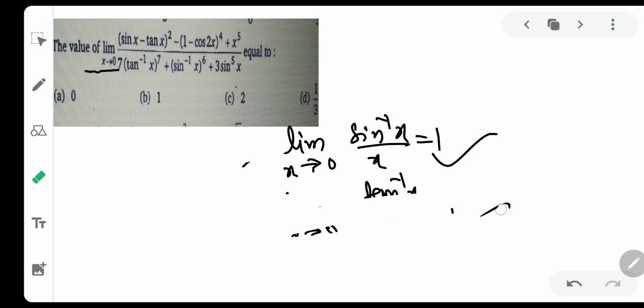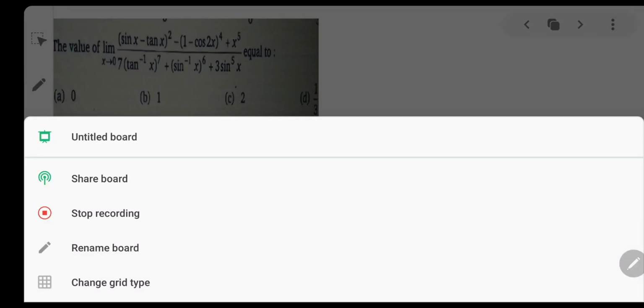This question has in the numerator (sin x minus tan x) the whole square minus (1 minus cos 2x) the whole raised to 4 plus x raised to 5, and then in the denominator 7 (tan inverse x) the whole raised to 7, (sin inverse x) the whole raised to 6 and 3 sin raised to 5x. In solving such questions, you need to understand that in the denominator choose the minimum power which will give you 0. So the minimum power which is giving you 0 is sin raised to 5x.